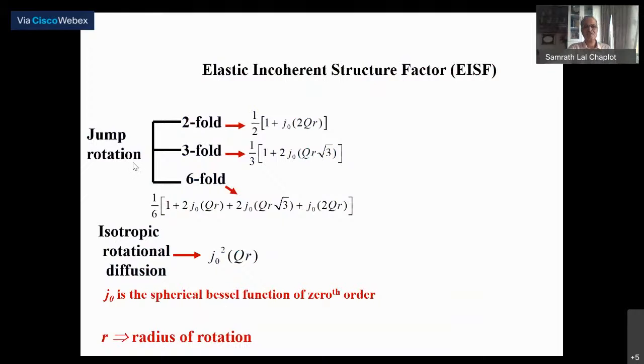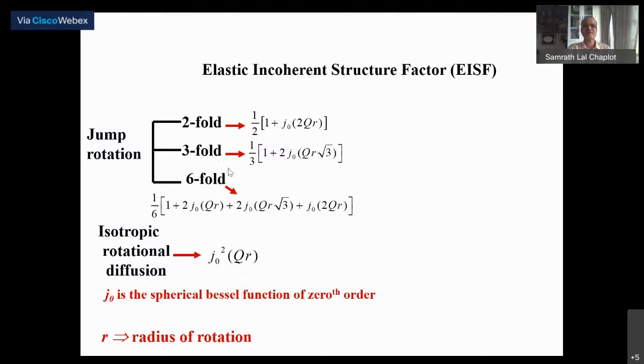For example, if you have a jump rotation with just a two-fold rotation, then the corresponding elastic incoherent structure factor, which you can get by Fourier transform of the position-position correlation function, or the corresponding pair distribution function, is of this type, where J0 is a spherical Bessel function, zeroth order in this case. Q is the wave vector, R is the radius of the rotation. So you can see that Q will be inversely related to the radius of rotation, which is expected.